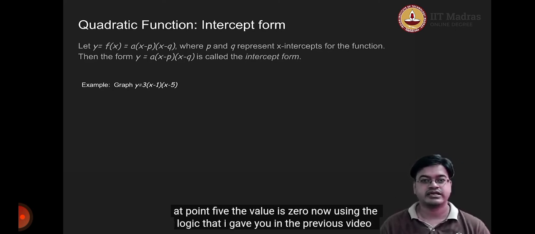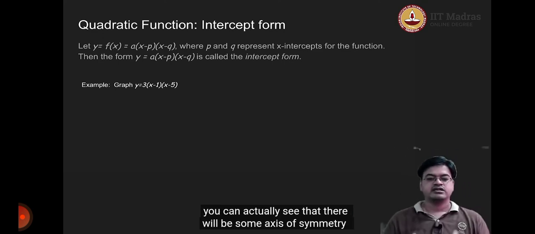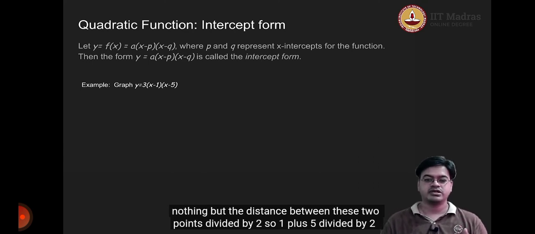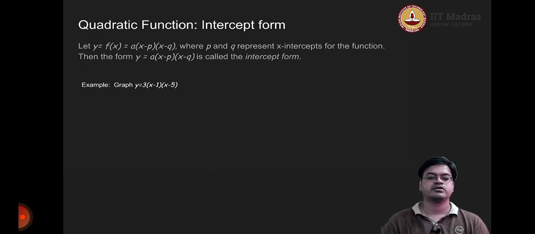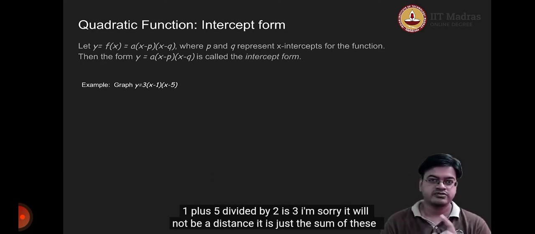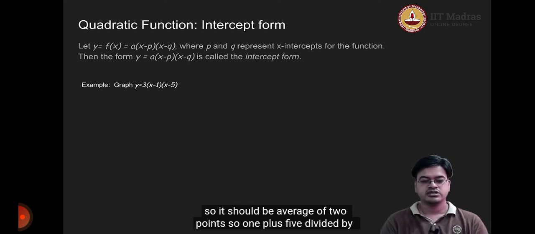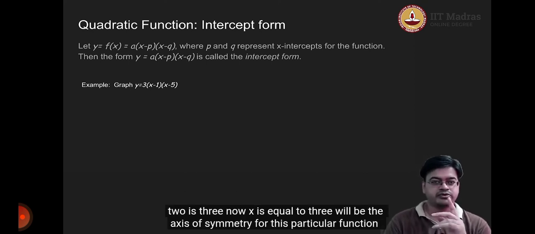Now, using the logic that I gave you in the previous video, you can actually see that there will be some axis of symmetry between this 1 and 5, because 1 and 5 both take value 0. So the axis of symmetry will be nothing but the sum of these 2 points divided by 2. I'm sorry, it is not a distance, it is the average of these 2 points. That should be the correct terminology. So 1 plus 5 divided by 2 is 3.